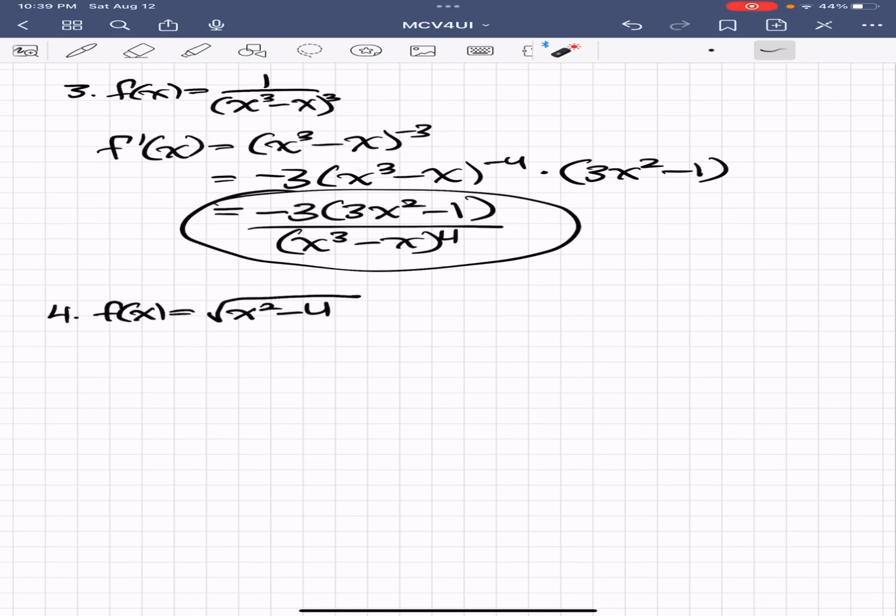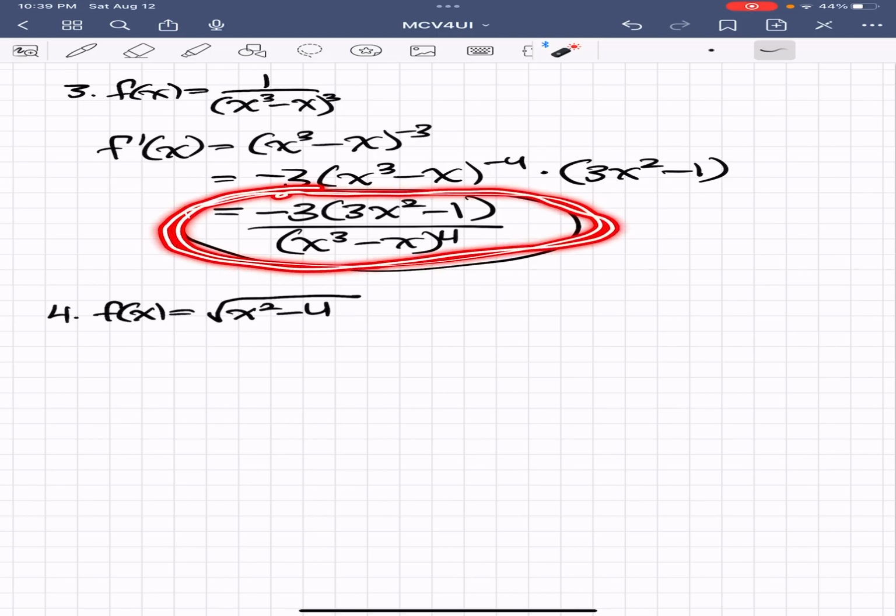And then with that, I got the derivative of what was inside, g of x. And I had to bring this expression down because of the negative exponent. So I was left with the answer, negative 3 in brackets 3x to the power of 2 minus 1, and then over in brackets x to the power of 3 minus x, brackets to the power of 4, or to the exponent of 4. And that was my answer.